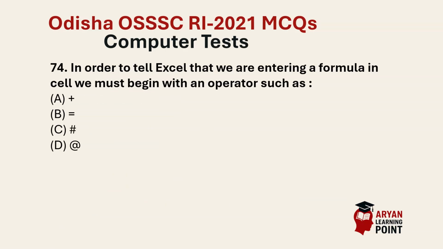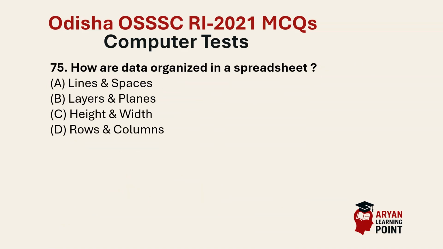74. In order to tell Excel that we are entering a formula in a cell, we must begin with an operator such as: A. Plus, B. Equals, C. Number sign, D. At. Answer B. Equals.